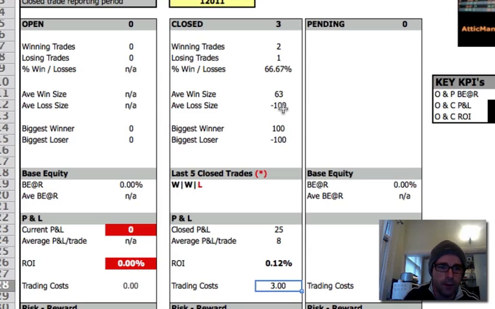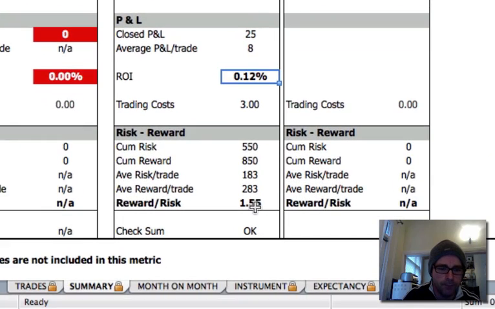The average loss size is £100. So we can see that my biggest winner was 100, my biggest loser is now 100. Closed P&L is now £25. Average profit per trade is £8 with a vastly reduced ROI. You can see that my risk reward ratio, however, has gone up because the position that I closed had a more favourable risk reward ratio than the others.